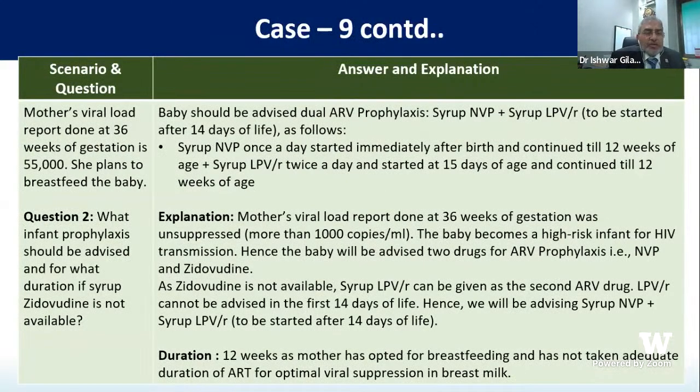Now, in this same scenario, the mother's viral load report done at 36 weeks of gestation is 55,000. She plans to breastfeed the baby. The question is, what infant prophylaxis should be advised and for what duration if syrup zidovudine is not available? So, a very specific scenario. The baby should be advised dual ARV prophylaxis, syrup nevirapine and syrup lopinavir ritonavir, to be started only 14 days after the birth.